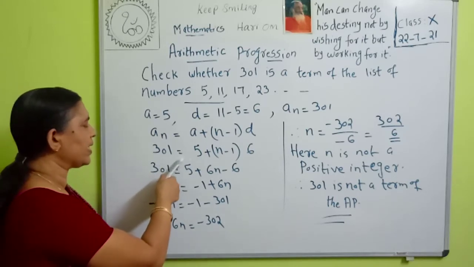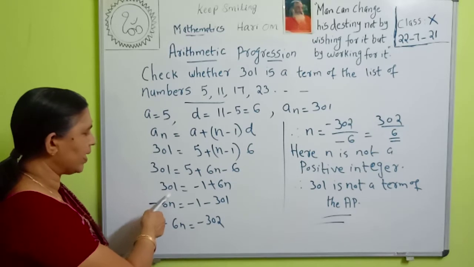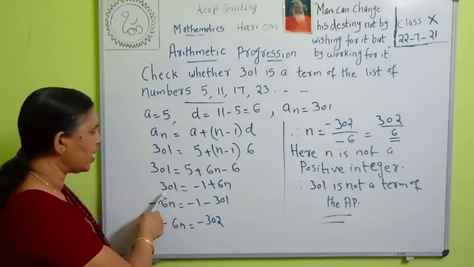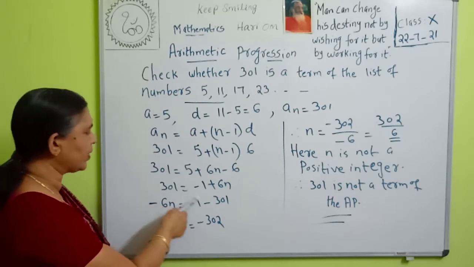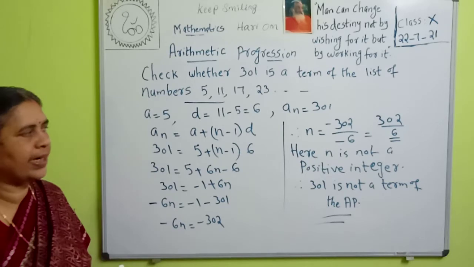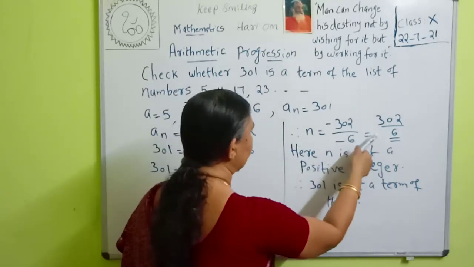Then 301 is equal to 5 plus n minus 1 into 6. Then 301 is equal to minus 1 plus 6n. That is, minus 6n is equal to, we transpose this 301 to the RHS, minus 302. Then what is n? n is equal to minus 302 by minus 6, that is equal to 302 by 6.